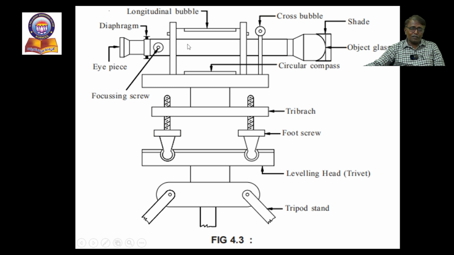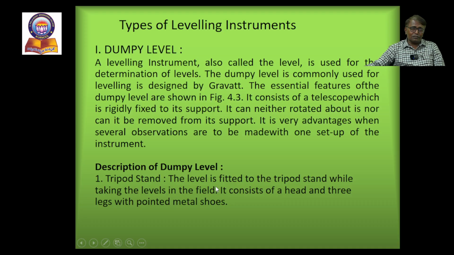This leveling instrument can be easily tied to the tripod stand with a wing nut or with a threaded end. It is a fixed type, so it can neither be rotated about its axis nor removed from its supports. It is very advantageous when several observations are to be made with one setup of the instrument. So this is the commonly used instrument for leveling purposes, the dumpy level.